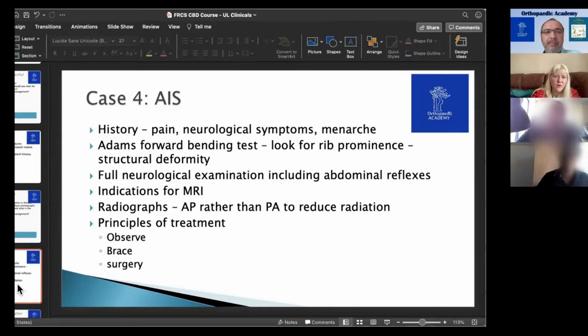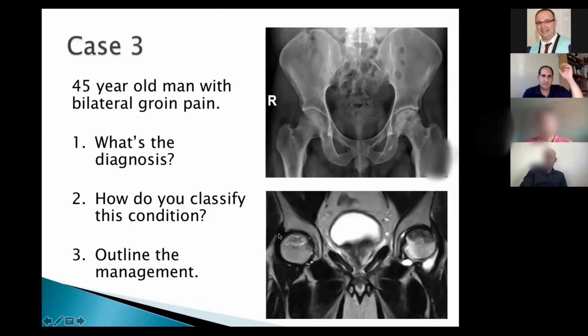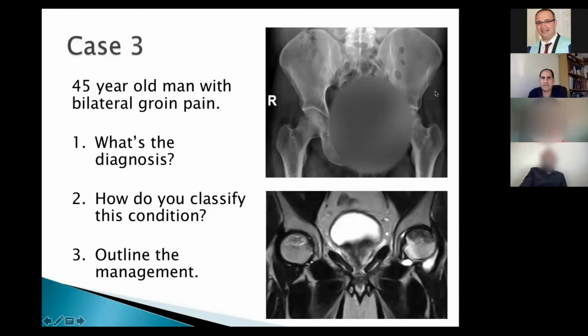Okay. Yeah, just going to give you a minute just to formulate your thoughts about this 45-year-old man with groin pain.